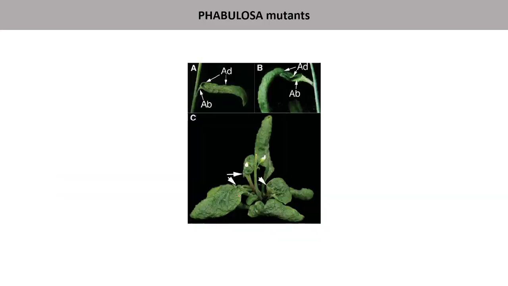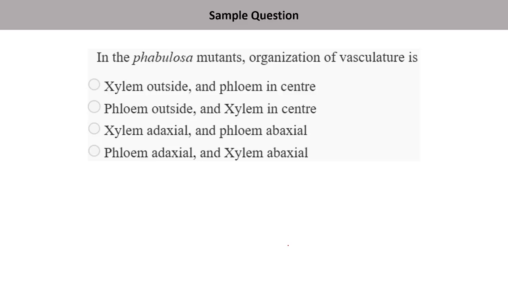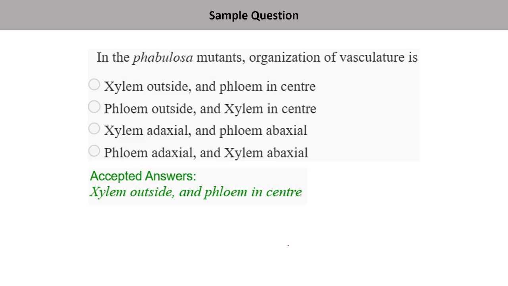So this is basically the Arabidopsis mutant of the Fabulosa gene. And now coming back to the question, in Fabulosa mutants, organization of vasculature. Vasculature is the organization of the xylem and the phloem. So the answer to this question is that xylem comes outside and the phloem comes in the center. This is the vasculature organization in the Fabulosa mutants.